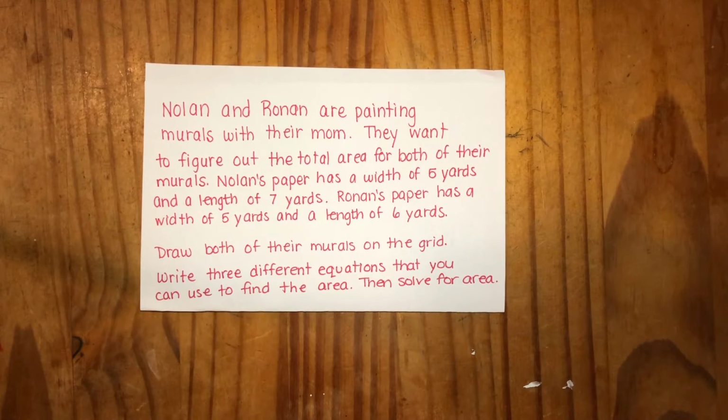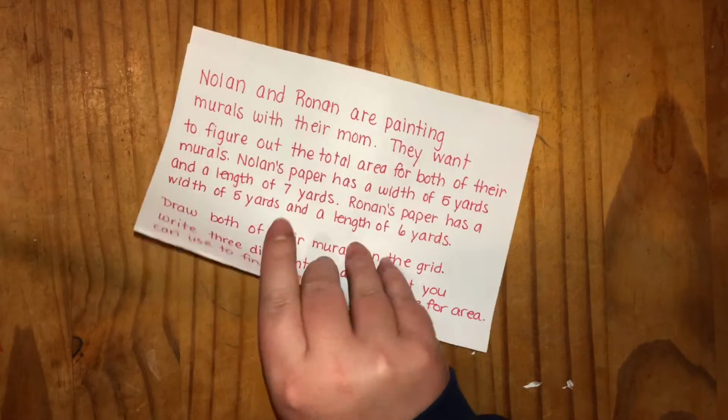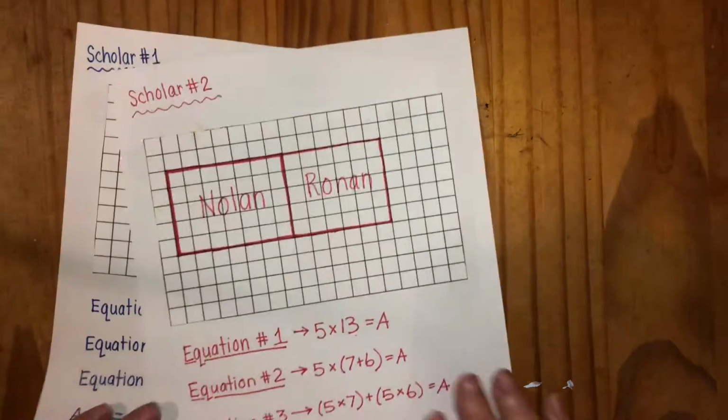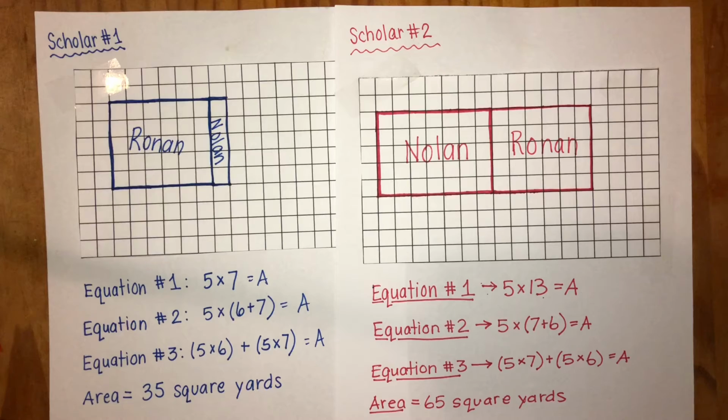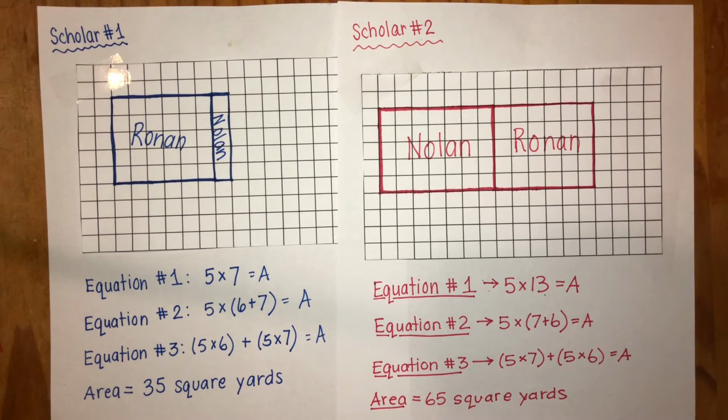You are asked to draw both murals and write 3 different equations that you could use to solve for the area, and then solve for the area. Let's take a look at 2 scholars' work. Which scholar has the correct representation for this question, and how do you know? Say it out loud.